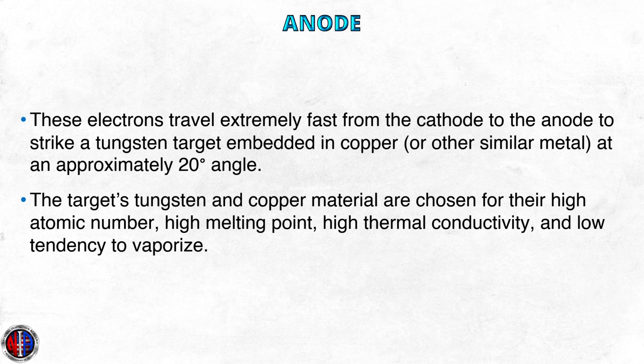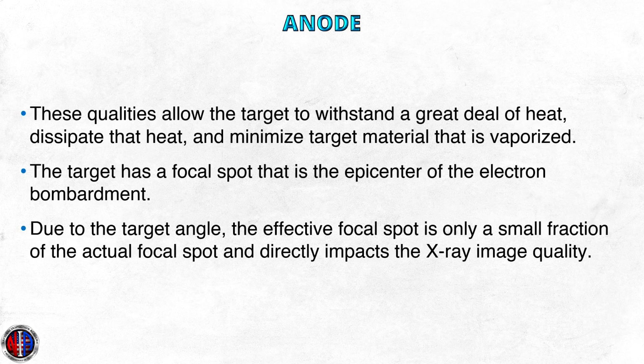The target's tungsten and copper materials are chosen for their high atomic number, high melting point, high thermal conductivity, and low tendency to vaporize. These qualities of tungsten and copper allow the target to withstand a great deal of heat, dissipate that heat, and minimize target material that is vaporized. The target has a focal spot that is the epicenter of the electron bombardment. Due to the target angle, the effective focal spot is only a small fraction of the actual focal spot and directly impacts the X-ray image quality. The smaller the focal spot, the better the detail and sharpness of the radiograph.